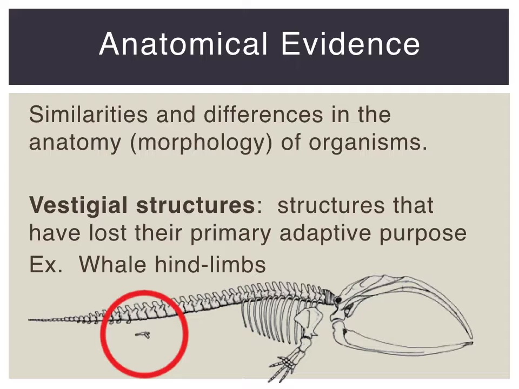One type of homology is anatomical homology, and these are similarities and differences in the anatomy of organisms. You have vestigial structures as one example, structures that have lost primary adaptive purpose. An example is the whale hind limbs. There are several animals, including pigs, cattle, deer, and dogs, that all have reduced non-functional digits that are often referred to as dew claws. These are best explained as vestigial structures, where they are remnants of ancestors with larger numbers of functional digits.